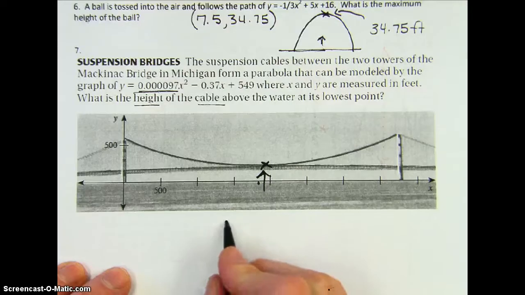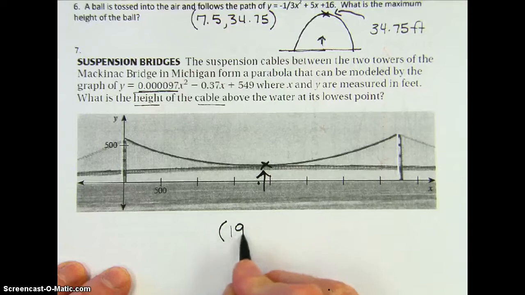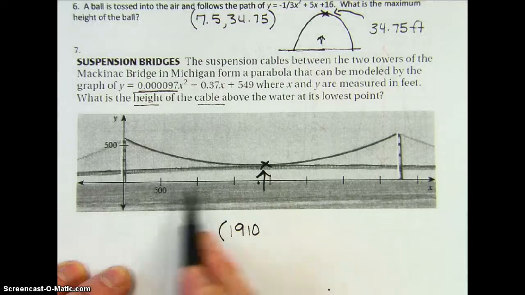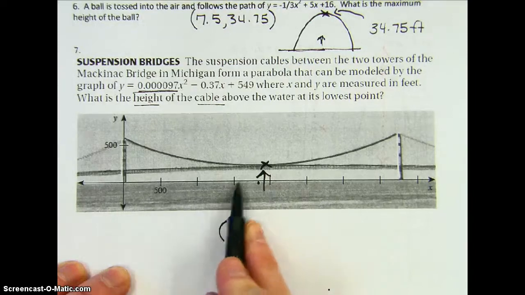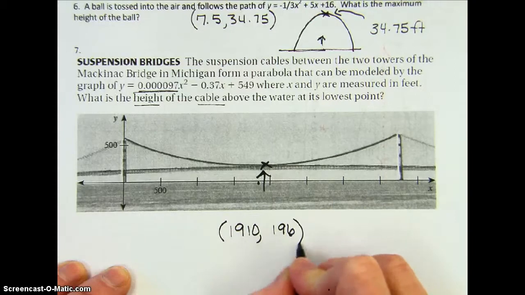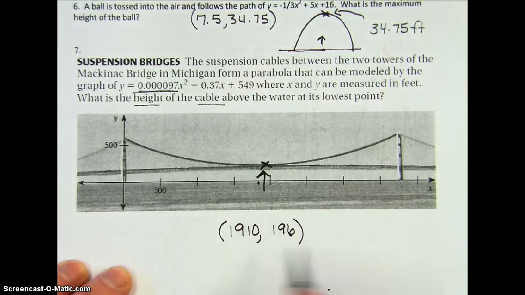Okay? When you do negative b over 2a, you should have got 1910. That's actually right here. So 500, 1,000, 1,500, 1,900, and 196 was your vertex. Therefore, it's 196 feet above the water.